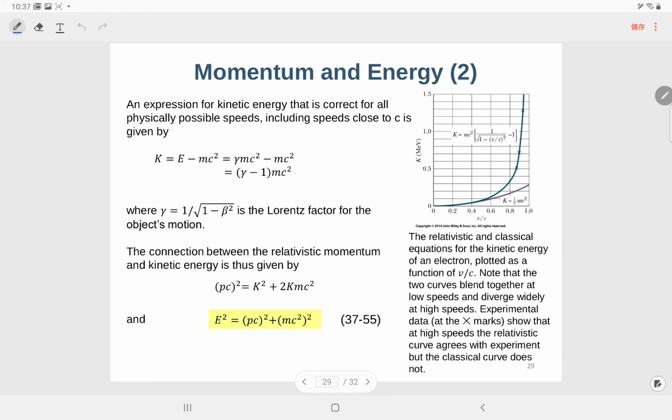Okay, so actually we have kinetic energy to be E minus mc squared, which is gamma minus 1 mc squared. So an expression for the kinetic energy that is correct for all physically possible speeds, including speeds close to c, is given by this one. So actually you can just use the Taylor series expansion. You can know that if v over c is much less than 1, then K will be 1/2 mv squared. You can actually prove it. It is not that difficult, believe me.